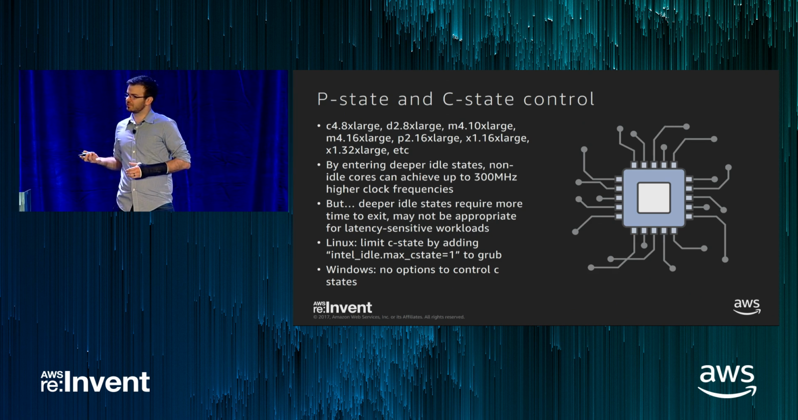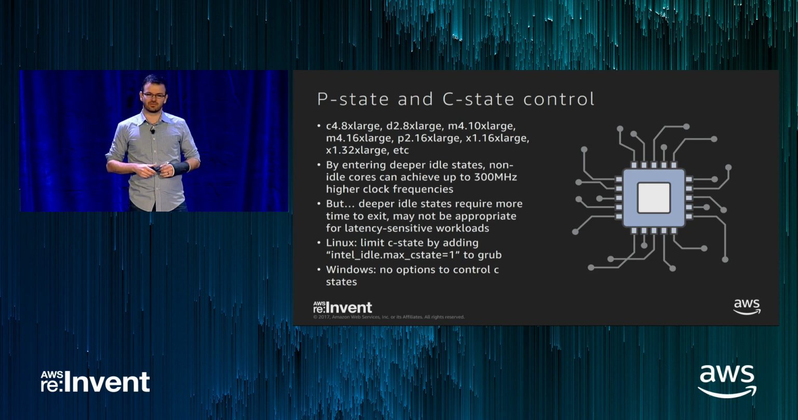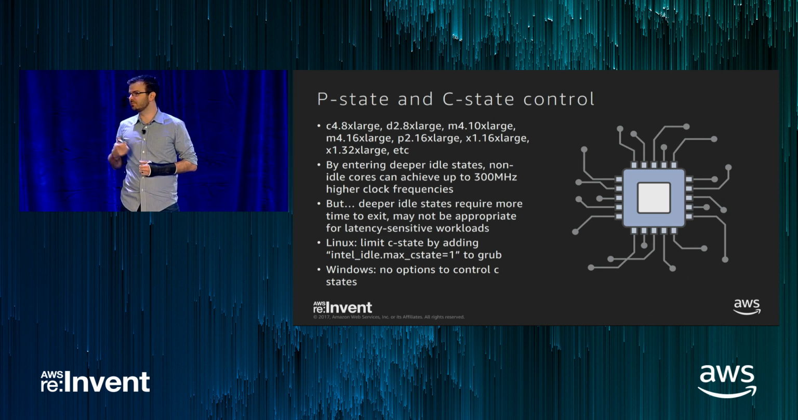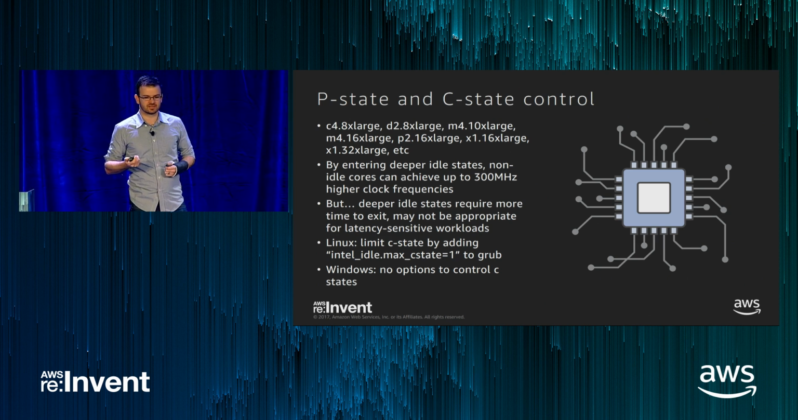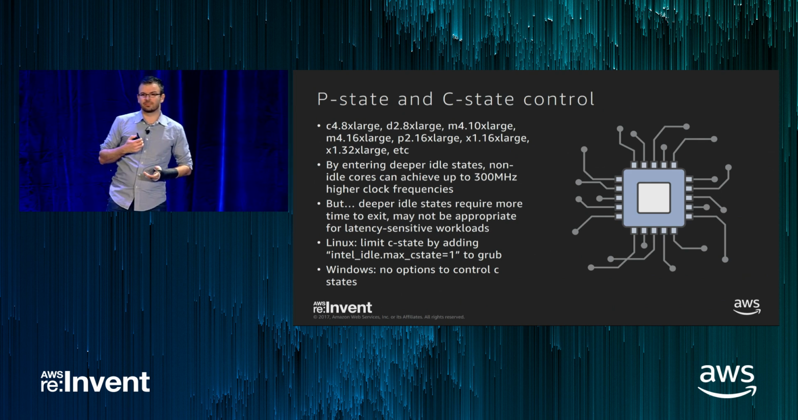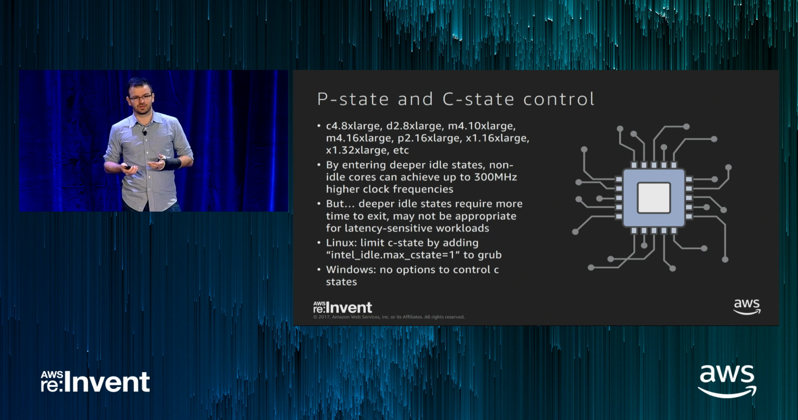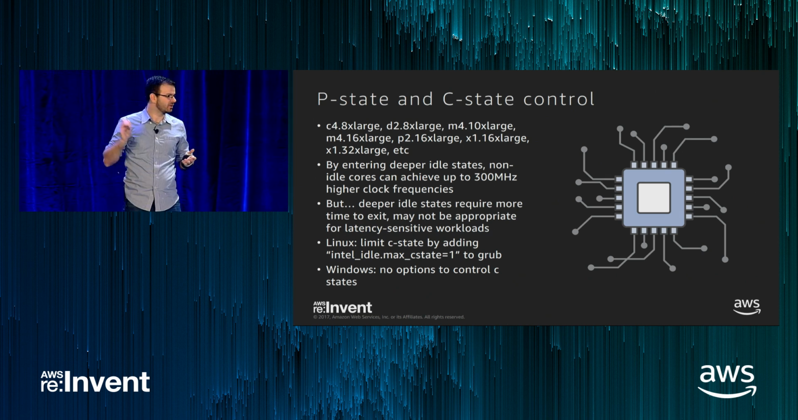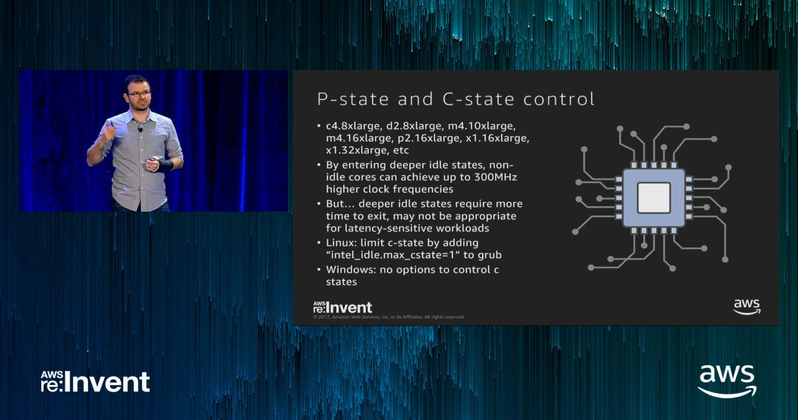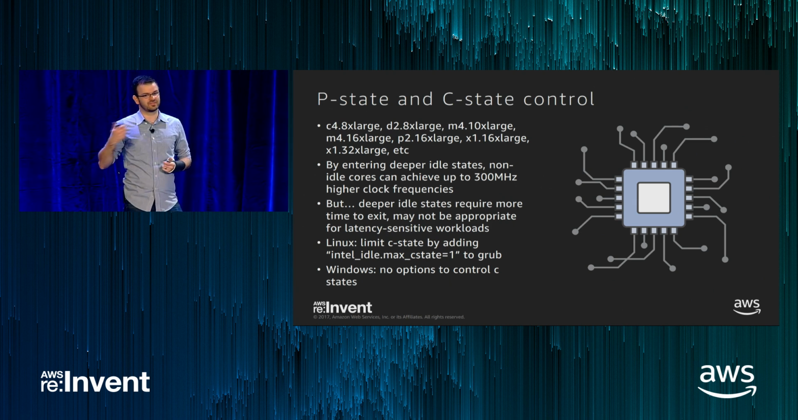Another relatively recent change we made to the platform, around the time of the C4 instances, is giving you the ability to control the P and the C states of your instance. Let's first talk about C states. C states control the power savings feature of your processor. Let's take a C4 8xlarge as an example, because I've been using it for a while. It's got a base clock speed of 2.9 gigahertz, but it allows you to turbo boost all the way up to 3.5 gigahertz on one or two cores.